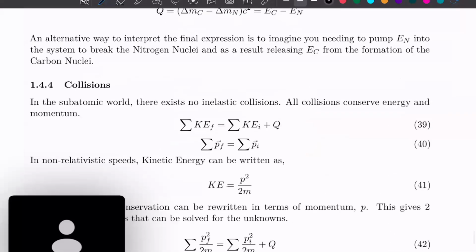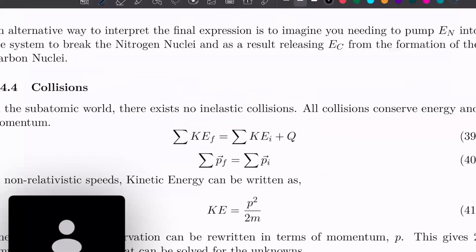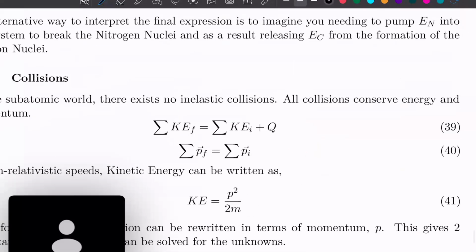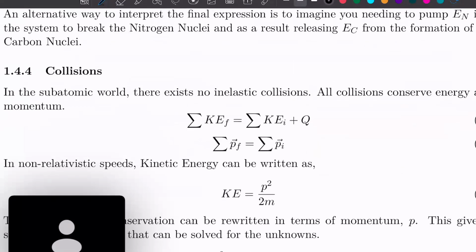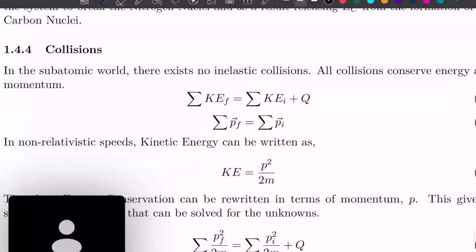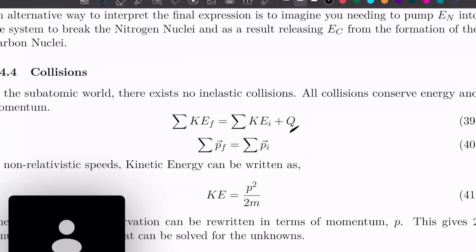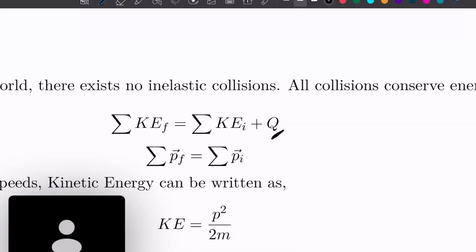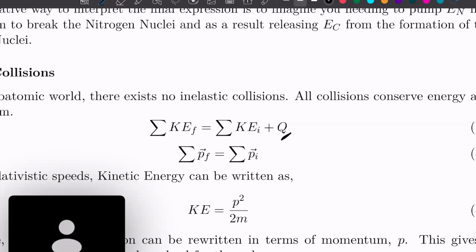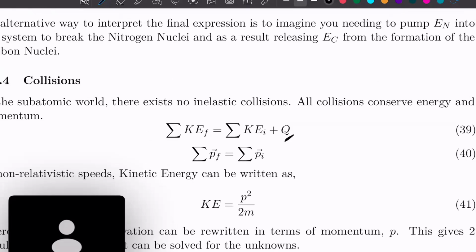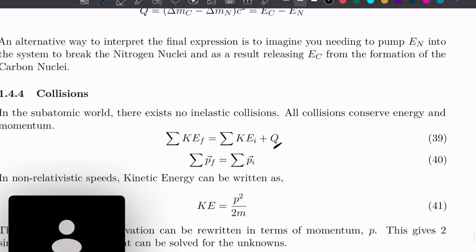So this is like basic collisions. I think you should have learned this in dynamics. Basically, the sum of kinetic energies in the final state equals the sum of the initial kinetic energies plus Q, which, as I've repeated, is basically the energy released. So if I have some positive Q, technically I think this should be minus. Should this be minus? Because if Q is positive, that means energy is released from the system.